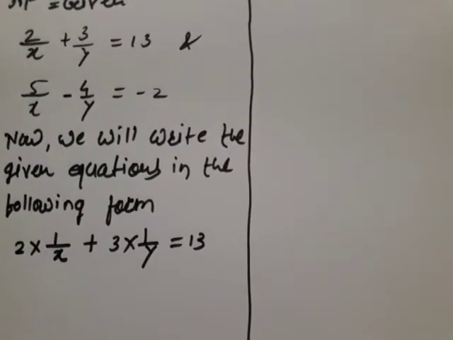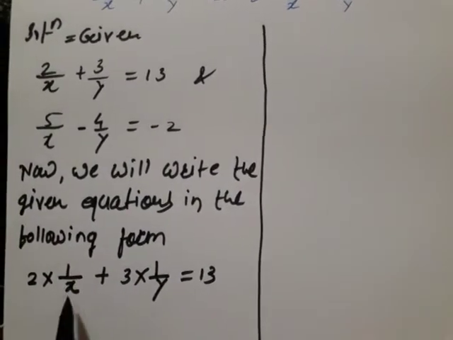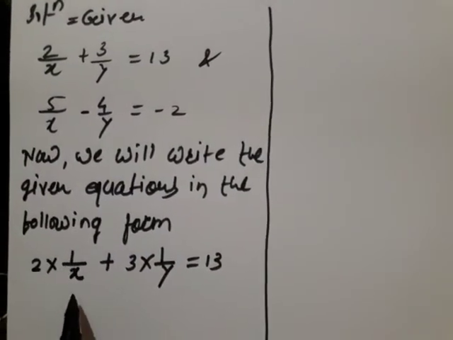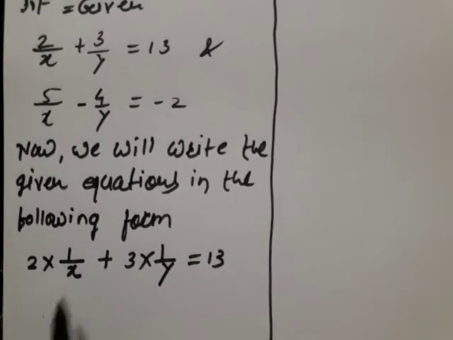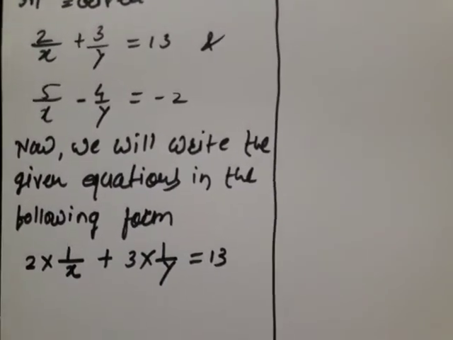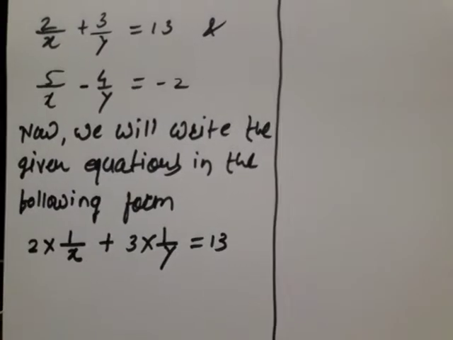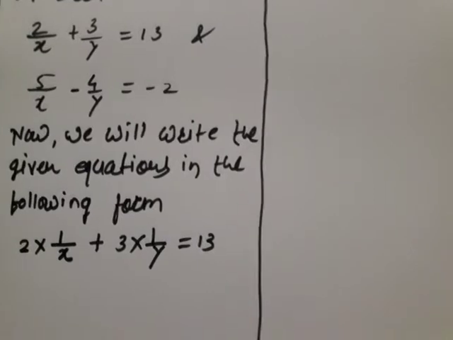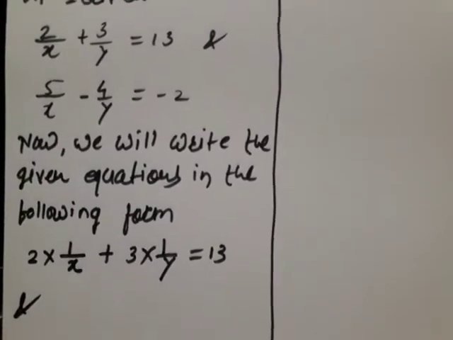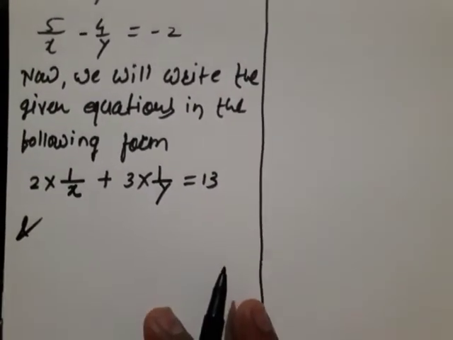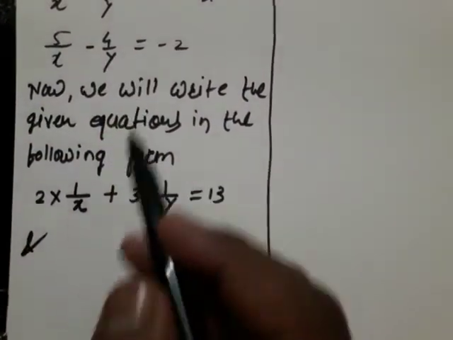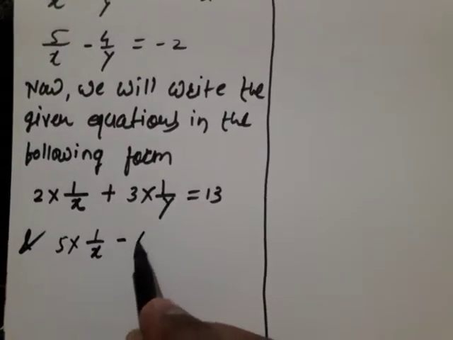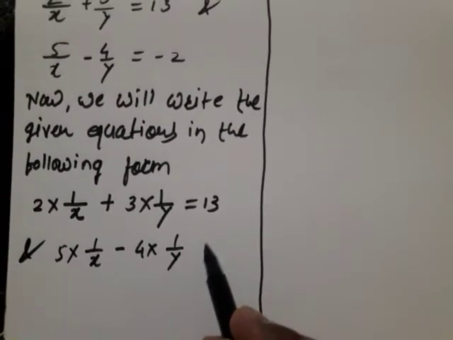How did this come? Look here. 2 into 1 divided by x means 2 divided by x. Numerator into numerator: 2 into 1 is 2, so 2 divided by x. 3 into 1 is 3, so 3 divided by y. Are you getting it? I have only split it, only written it in a separate form. This is the first. And the second, look here. Which is the second? 5 divided by x minus 4 divided by y, that is, 5 into 1 divided by x minus 4 into 1 divided by y is equal to minus 2.